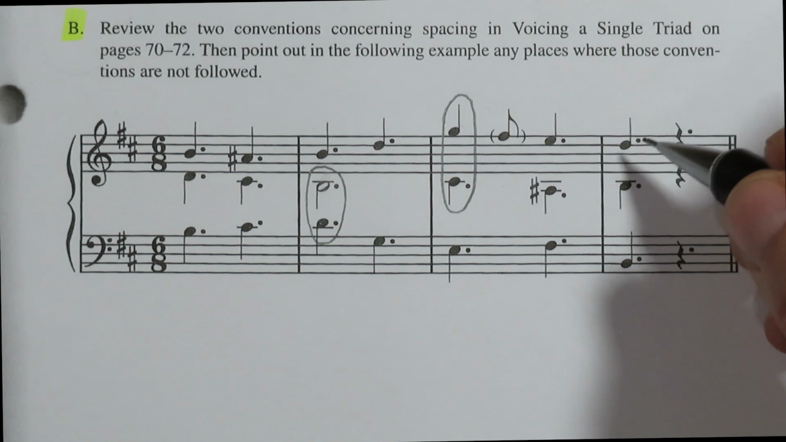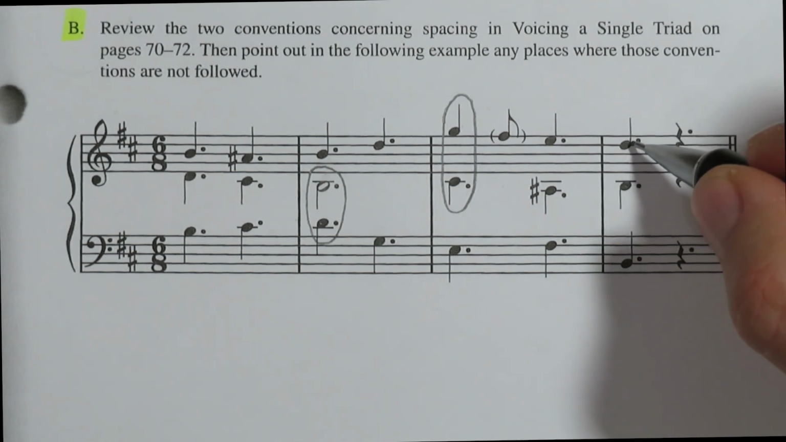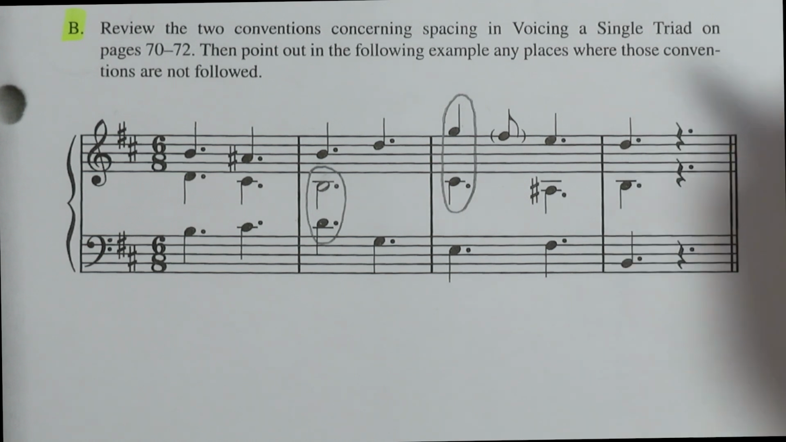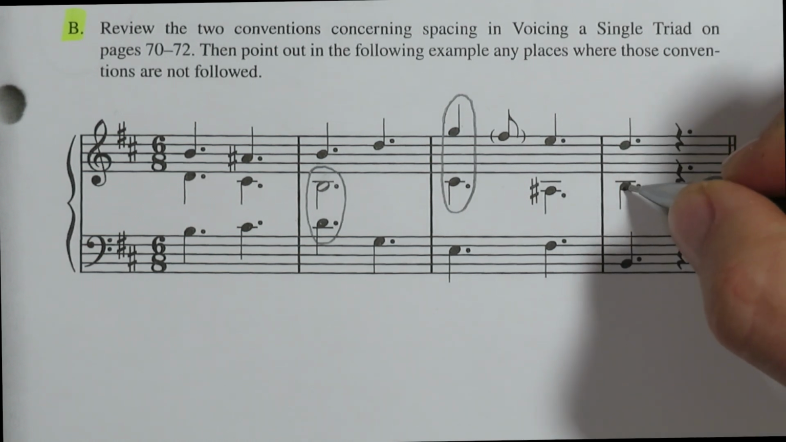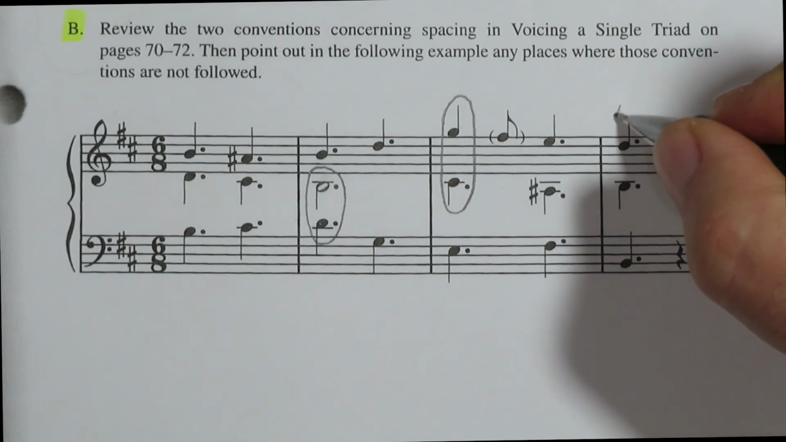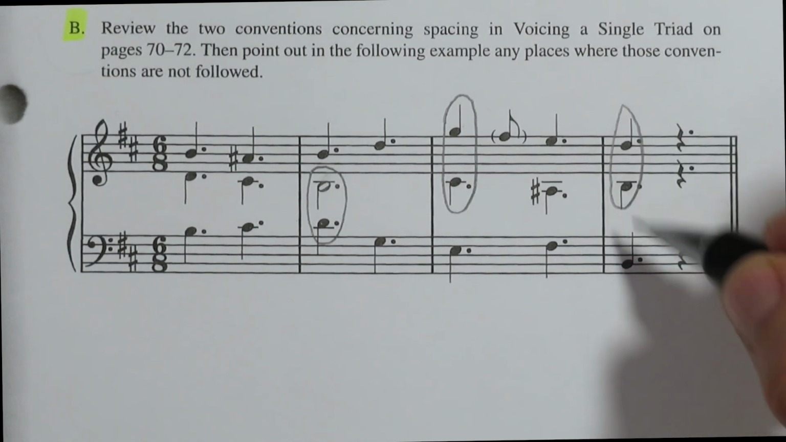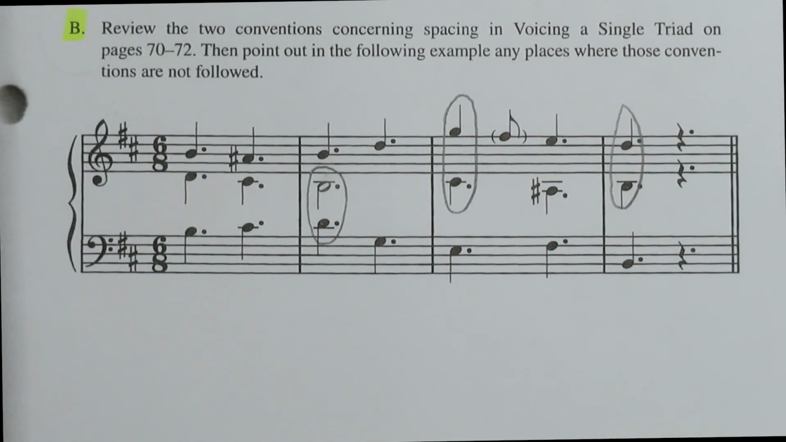So here we have a B in the alto and a D in the soprano. So B to B would be an octave. So B to D would be 8, 9, 10, a tenth. We don't want that. And then B to B here is an octave, so that's just fine.